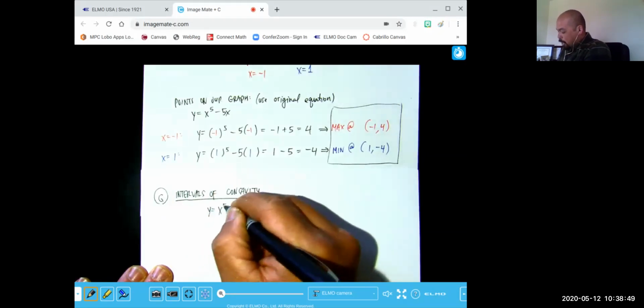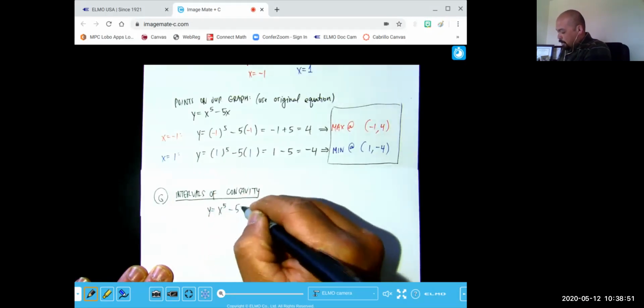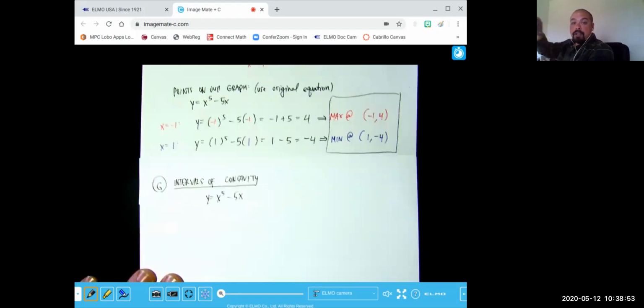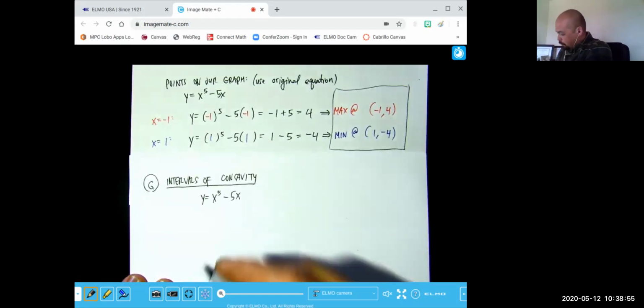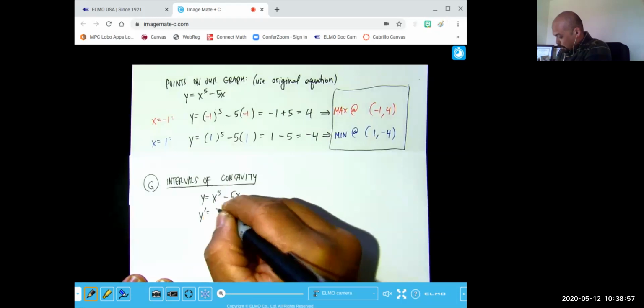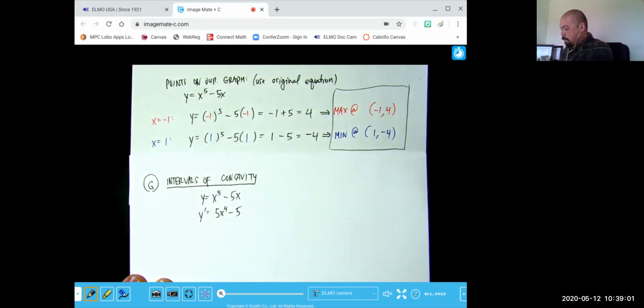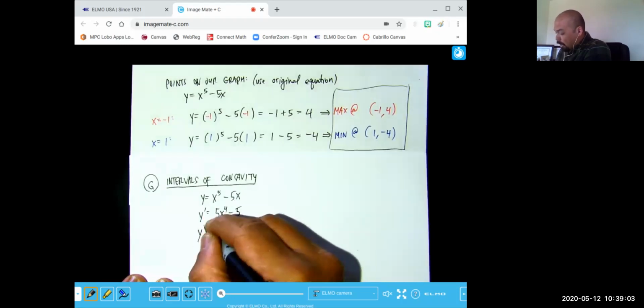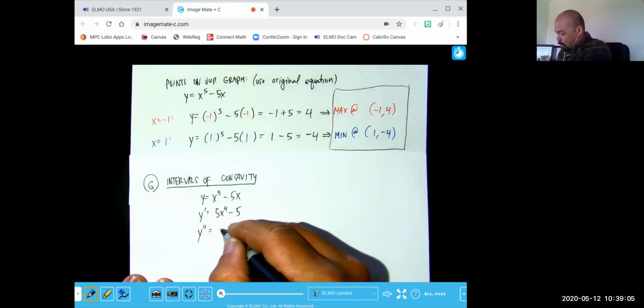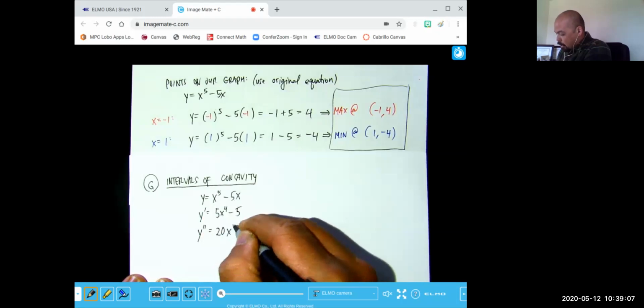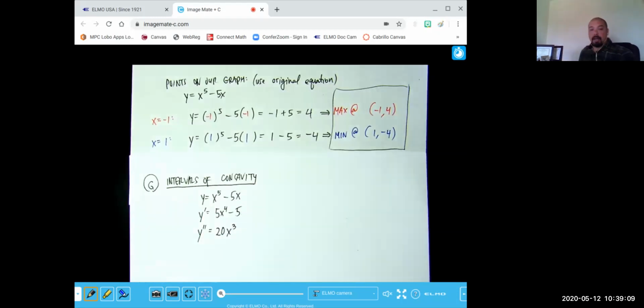All right, so if our equation is x to the fifth minus 5x, our first derivative, zoom in a little bit, 5x to the fourth minus 5, right? But then we need our second derivative to talk about concavity. 4 times 5, 20, x cubed. That constant 5 drops out. So it's just a singular term, a monomial, right?